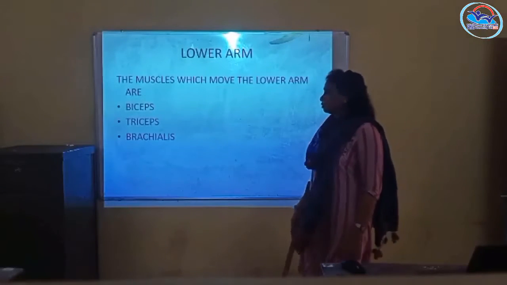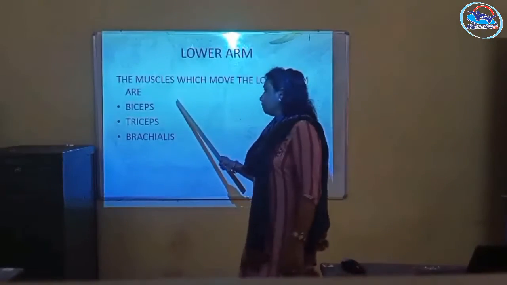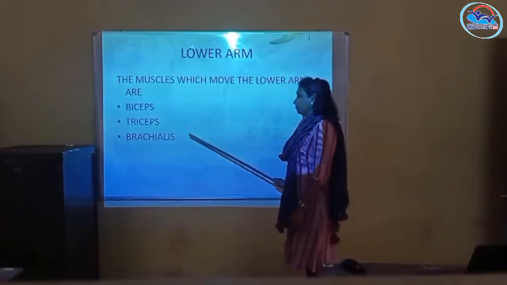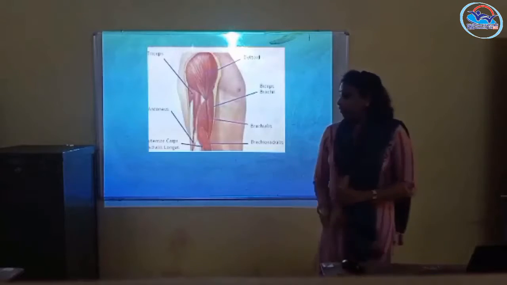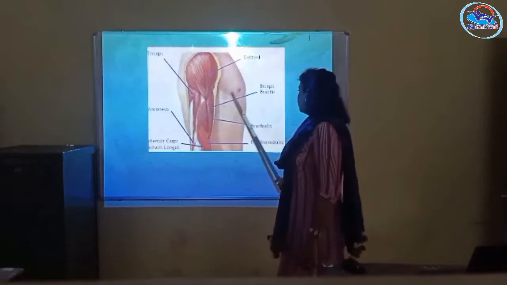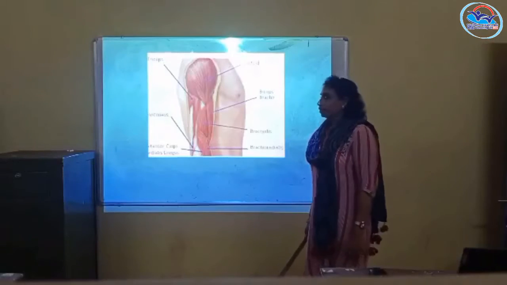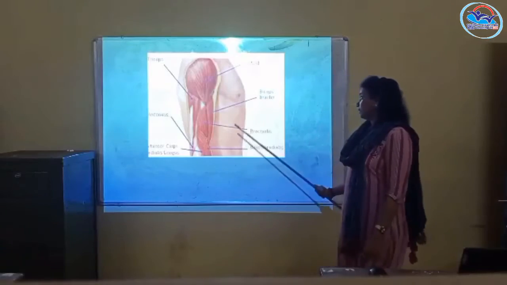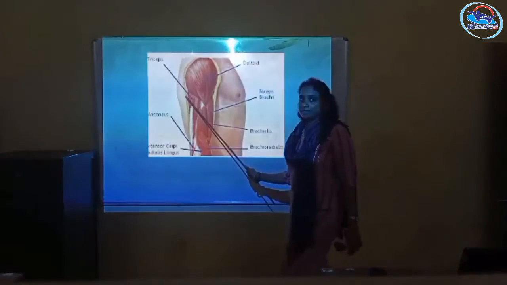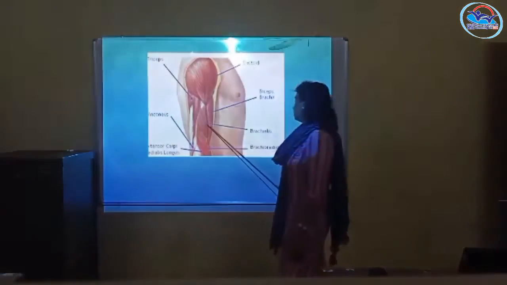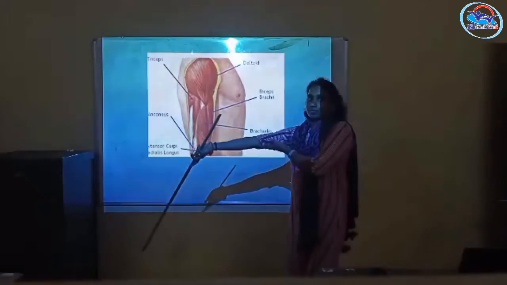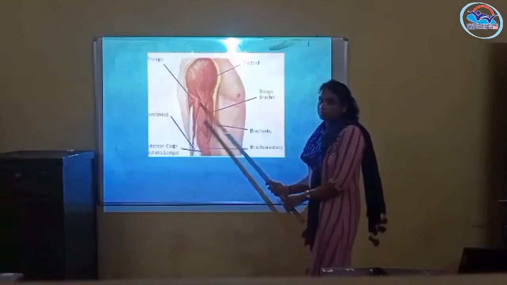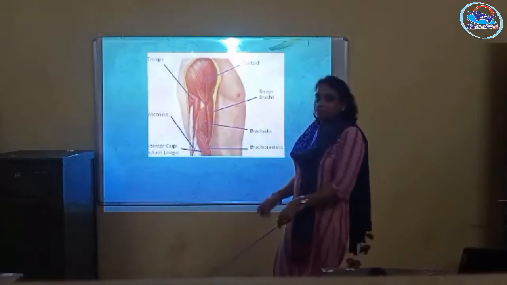Here the muscles which move the lower arm are biceps, triceps and brachialis. We will see the pictures. Here you can see the biceps muscles here. Here you can see the triceps muscle. This one is triceps muscle and this is brachialis muscle. Biceps here, triceps at the back and brachialis muscle is found somewhere in the center.